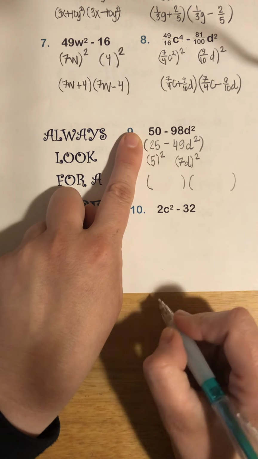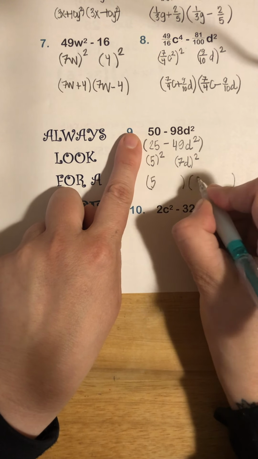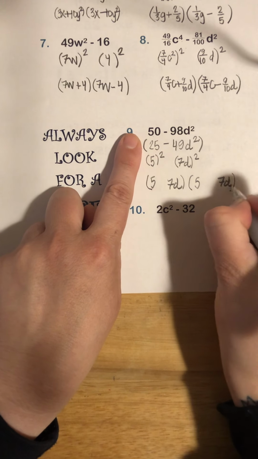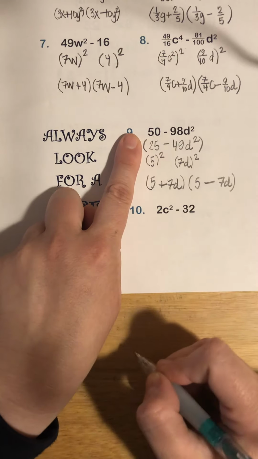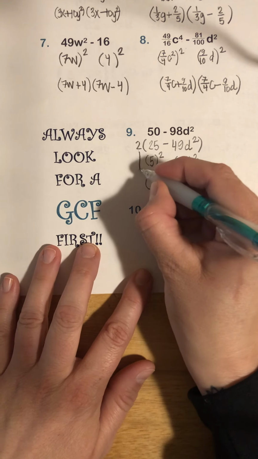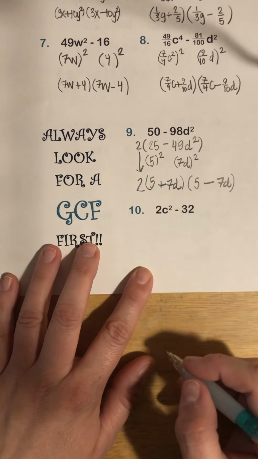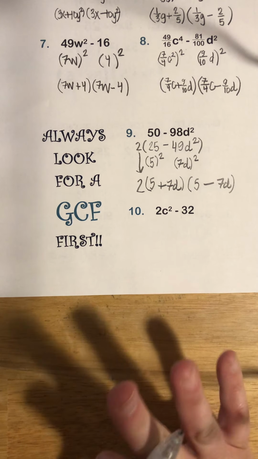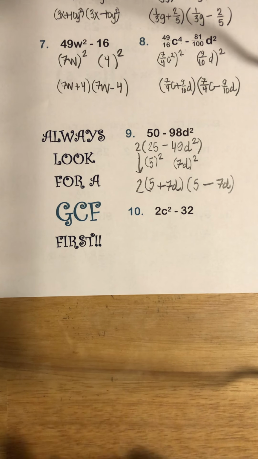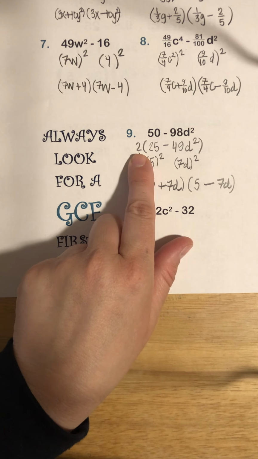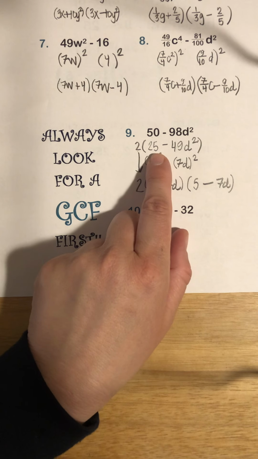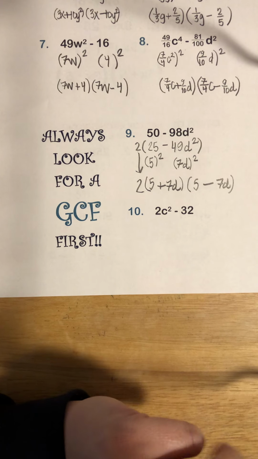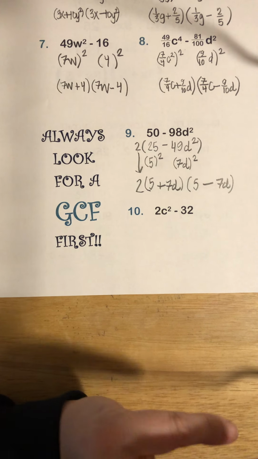What's going to go in the front of the parentheses? A 5. What's going to go in the back? A 7d. One of them needs a plus, one of them needs a minus, but don't forget your GCF. It is a part of the answer. And this would be the final answer. So again, if we had not taken out the GCF first, we would not have recognized that it truly was a difference of squares. So you've got to look first for a GCF every single time.